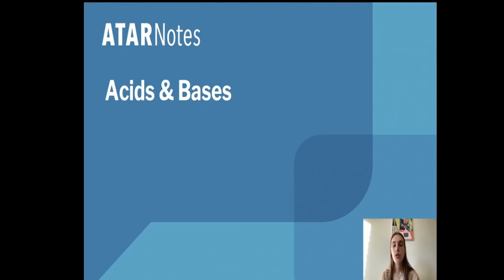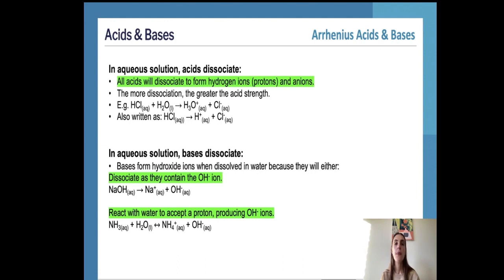We're now going to go on to talking about acids and bases. So we want to consider the concept of the Arrhenius acids and bases. And so this is discussing how we have dissociation of acids and bases in solution.